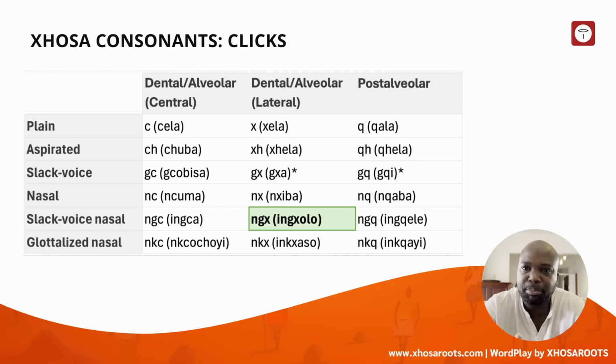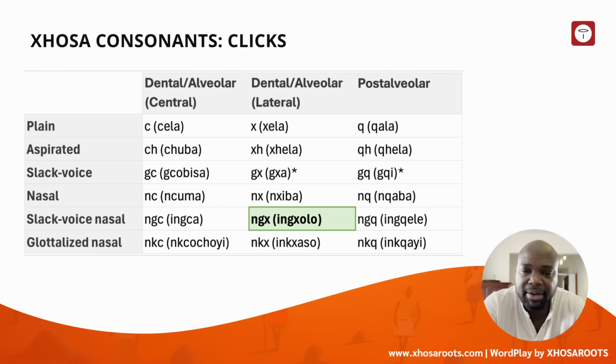The slack voice nasal, nga. Almost has a bass to it. An example is ingxolo, which is noise. Ngxolo, a noise, ingxolo. An instructive verb version of it would be ngola, which would mean make a noise.